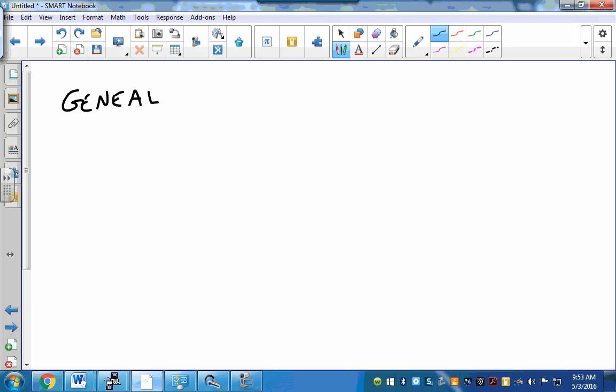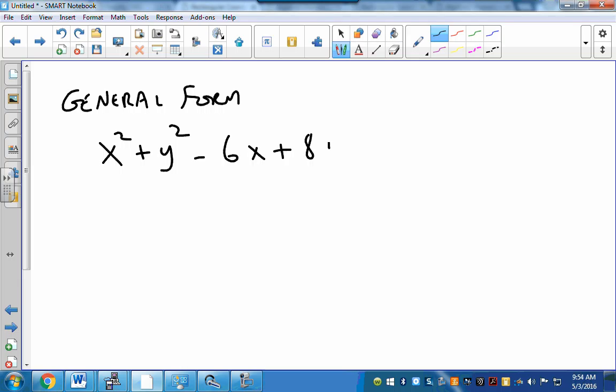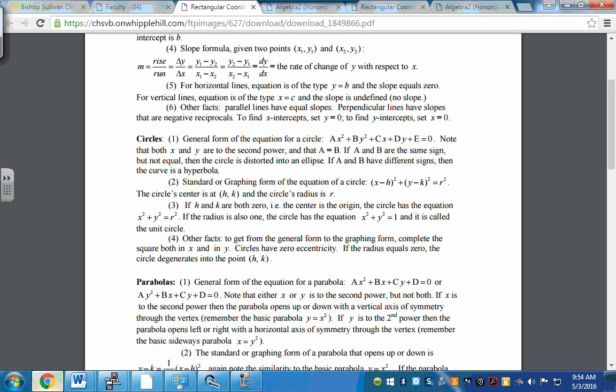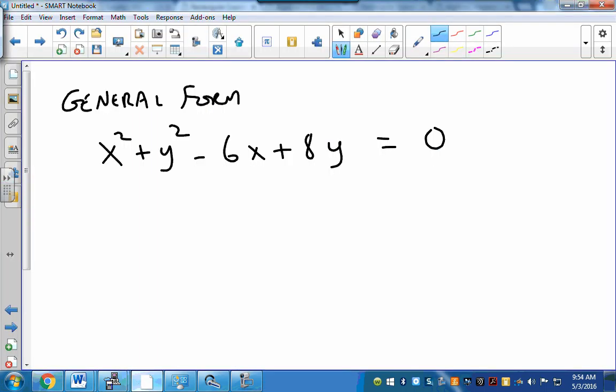Okay, so here's your general form for a circle. And this is the example I want to use. X squared plus y squared minus 6x plus 8y is equal to 0. If we go back to the handout, you'll note that the A and the B are 1, right? The C and the D, I've got those. The constant here happens to be 0 in this example. Right, there's a constant 0 right here, but that doesn't have to be. That can be any number. But let's go ahead and work with this one.